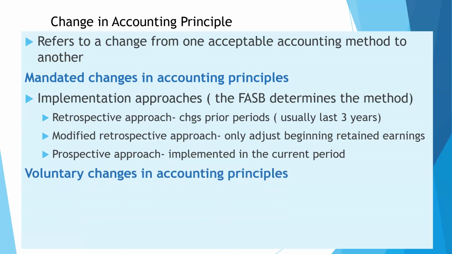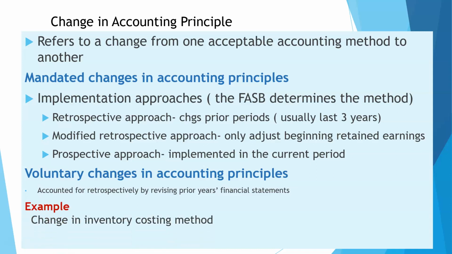Now, we also have voluntary changes. These are ones that a company decides they want to do. Normally, it's a change in inventory method. These are accounted for retrospectively by revising prior year's financial statements. Again, an example would be a change in accounting costing method.